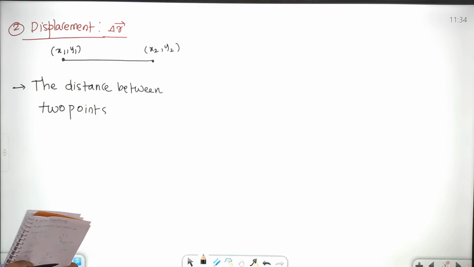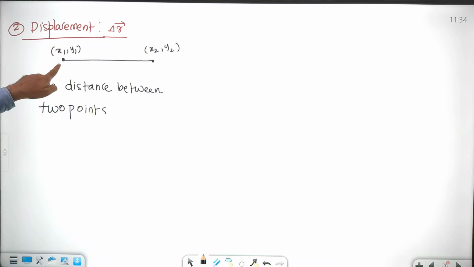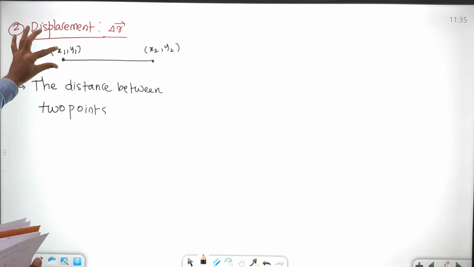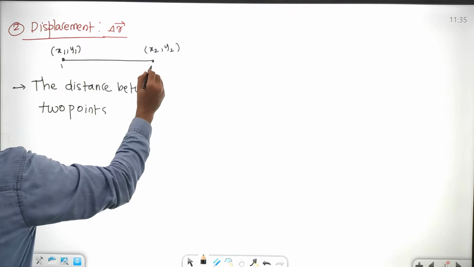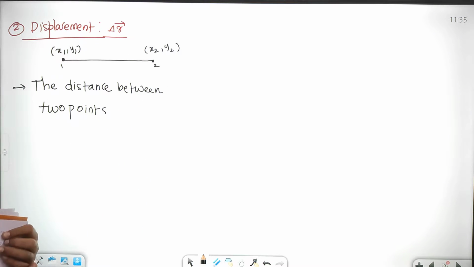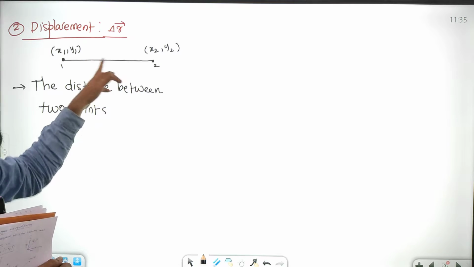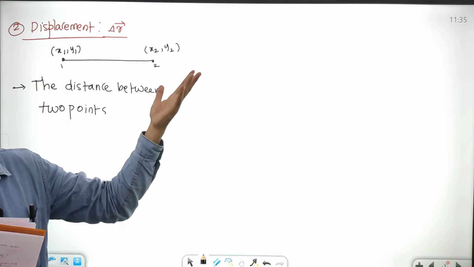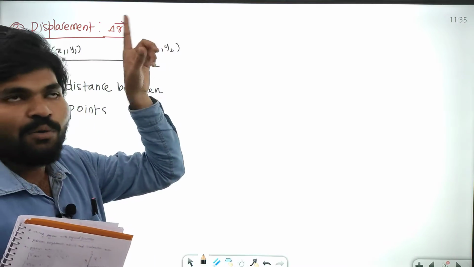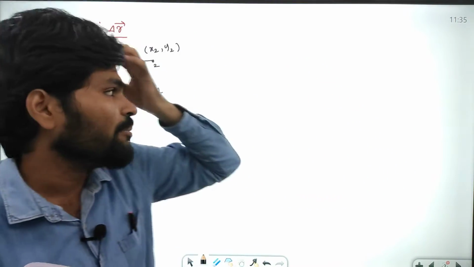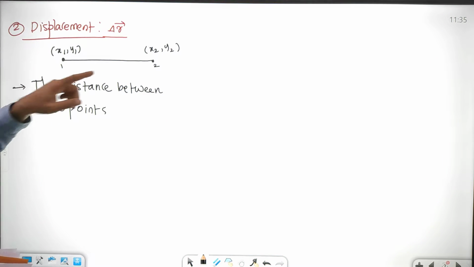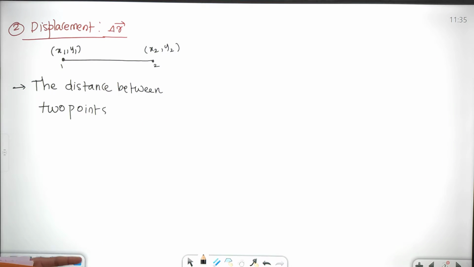So what is the distance between 2 points? See here, this is a position, right? This is one position and this is another position. This is the position 1 and this is the position 2. The distance between the 2 positions is also called displacement. We already know position vector. Position vector r is equal to x i cap plus y j cap, right, in 2 dimensions. Similarly, we have to take the distance between these 2 points.